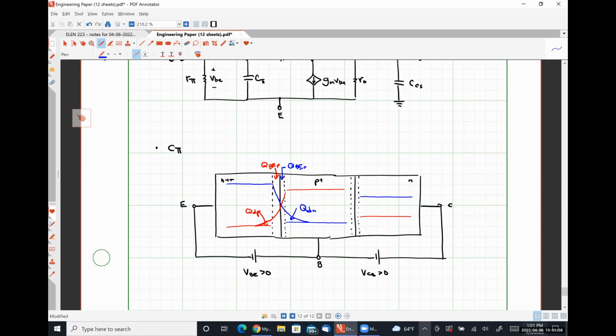These are voltage controlled relationships. So anytime that we have an amount of charge that depends on the amount of voltage applied, we model that as a capacitor.